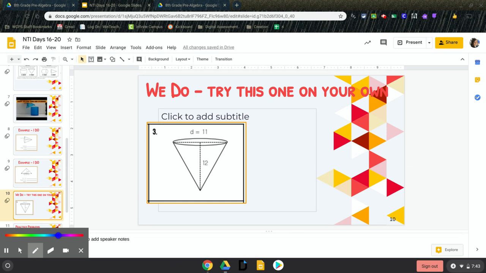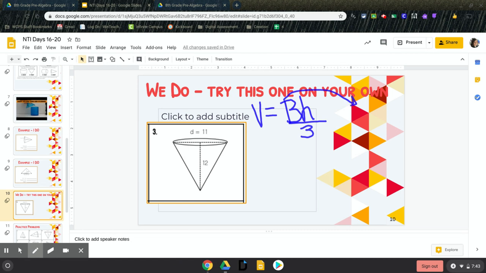So let's set it up. Our formula is volume equals area of the base times the height divided by 3, where the area of the base is pi r squared because it's a circle. Now if we look over here at our base, our circle, we see that it gave us the diameter. We need the radius. So the radius is half the diameter. So our radius in this case would be 5.5.